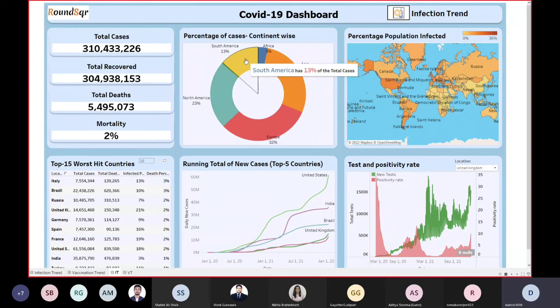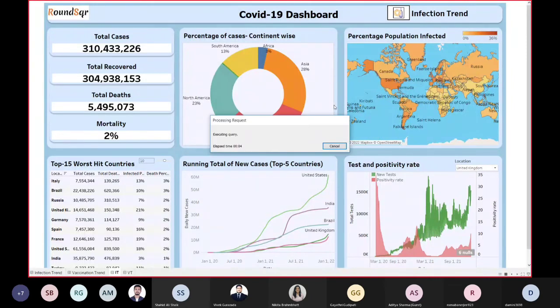And we have another 5 visuals here also. But what you can do is use this donut chart as a filter to drill down into any particular continent to check for the condition of different countries in that continent. Since Europe has the maximum cases, we can look into this particular continent. It just takes a little time to load to filter it out.